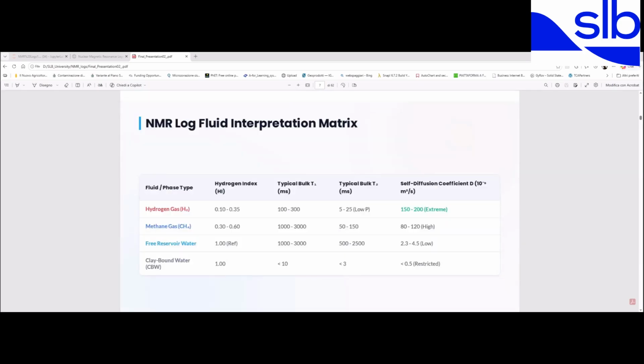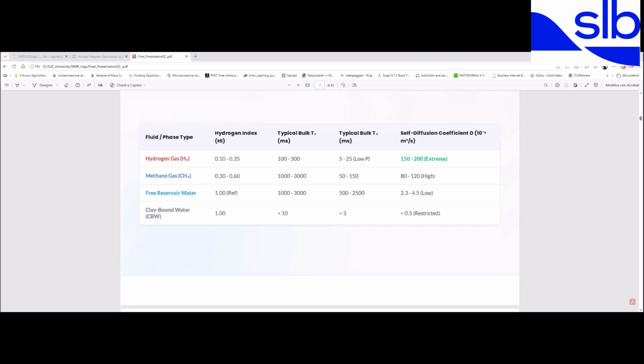Nuclear logs fluid interpretation matrix. So you have several standard reference values. For hydrogen gas, the hydrogen index must be between 0.1 and 0.3. The typical bulk T1, the first time recorded, is between 100 and 300 milliseconds. The second, bulk T2, is the very turbulent signature for this gas.